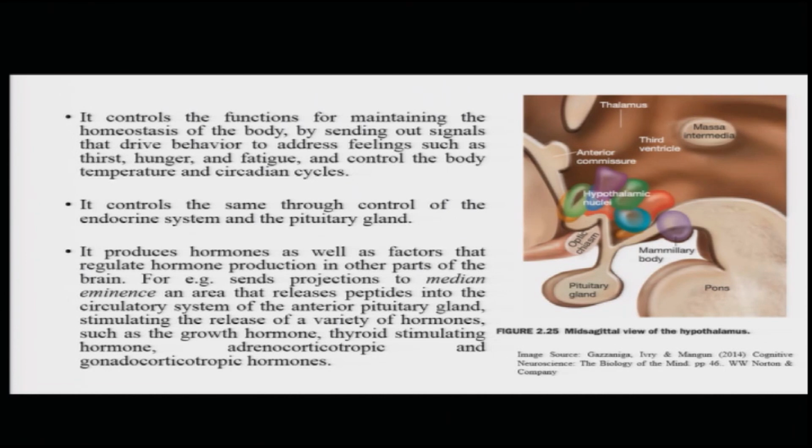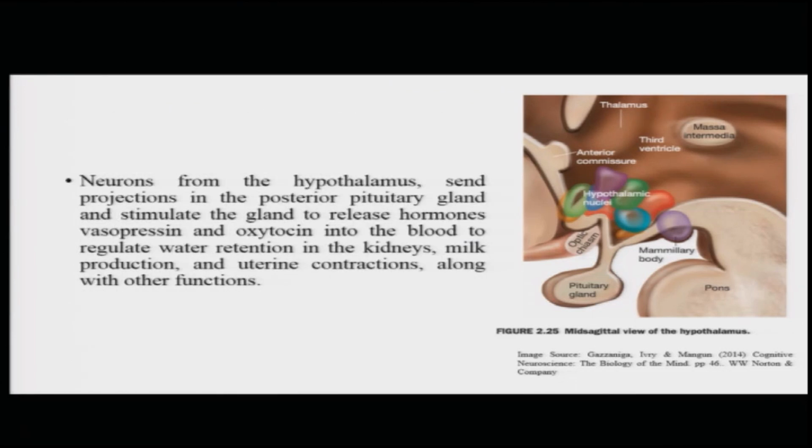So, one example is that the hypothalamus sends projections to a region called the median eminence, an area where it releases peptides into the circulatory system of the anterior pituitary gland, the front portion of the pituitary gland, where it can eventually control the generation of thyroid stimulating hormone, the adrenocorticotropic and the gonadotropic hormones, which have different kinds of functions. We will talk about them when the need arises.